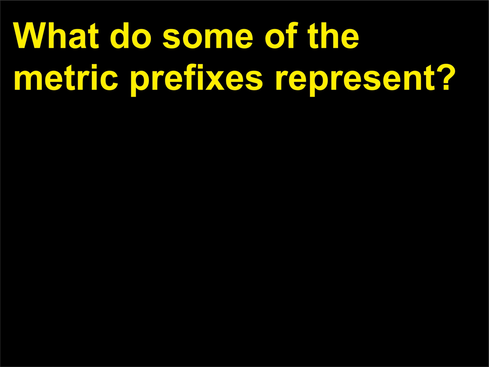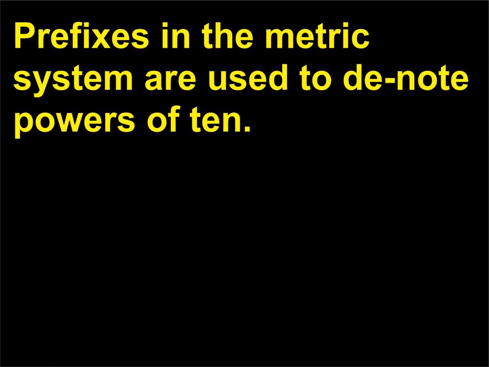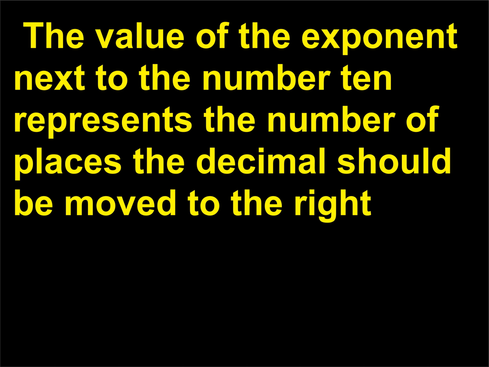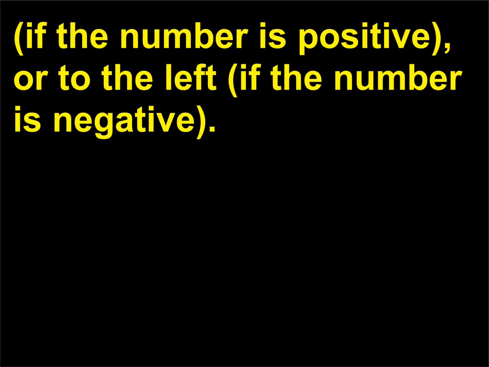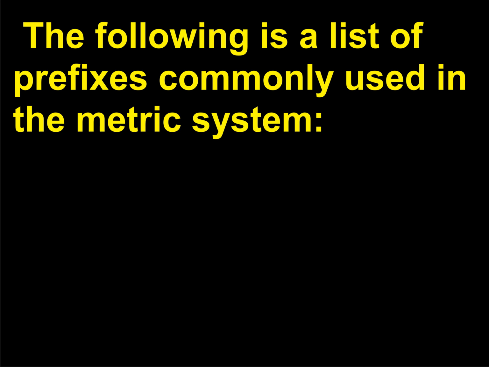What do some of the metric prefixes represent? Prefixes in the metric system are used to denote powers of 10. The value of the exponent next to the number 10 represents the number of places the decimal should be moved to the right if the number is positive, or to the left if the number is negative. The following is a list of prefixes commonly used in the metric system.